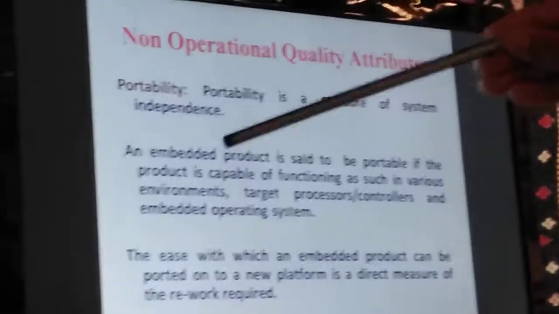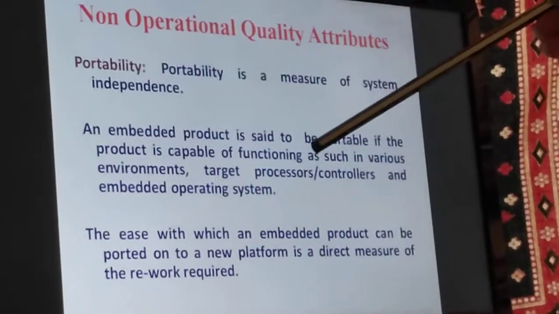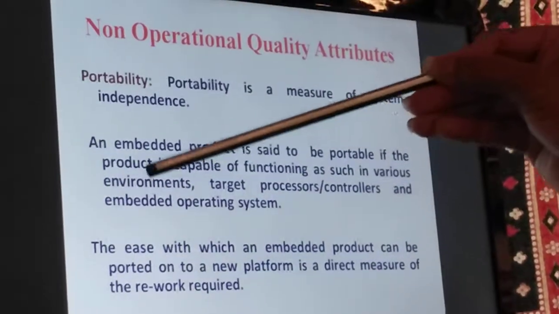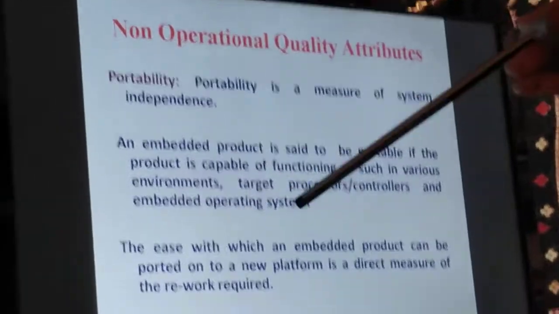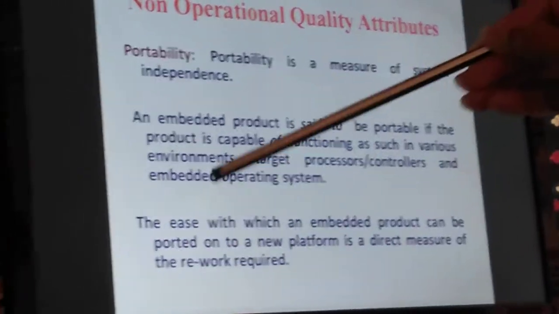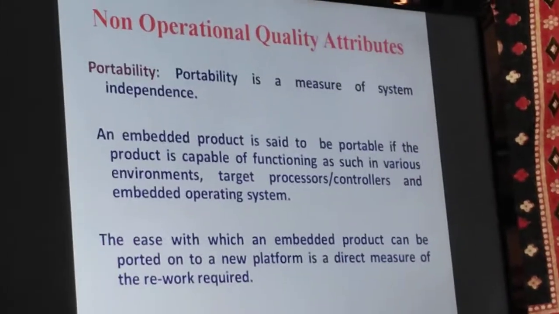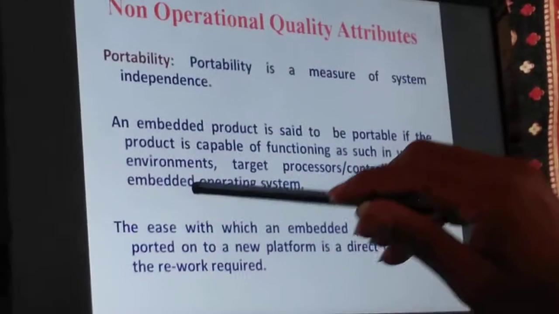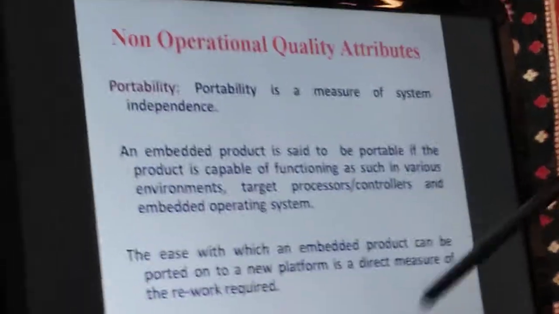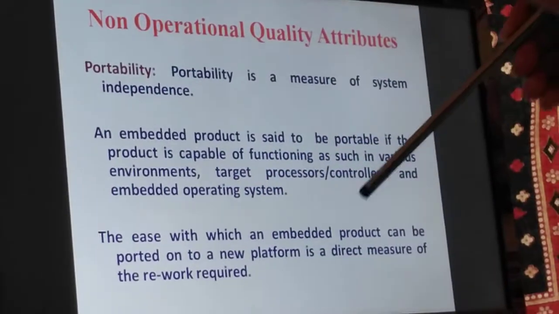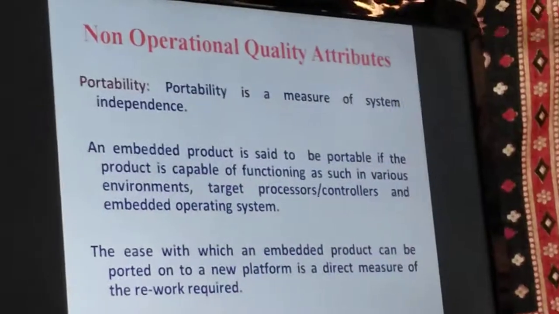Repeat it. An embedded product is said to be portable if the product is capable of functioning as such in various environments, like target processor, mainly different target processors, and embedded operating systems. This is also very important. There are several operating systems we use in embedded systems also. If I am developing one application to run in one operating system, and it is working fine in another also, then it is a good advantage. The ease with which an embedded product can be ported to a new platform is a direct measure of the rework required.